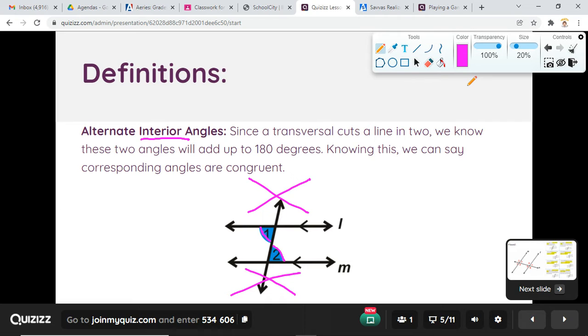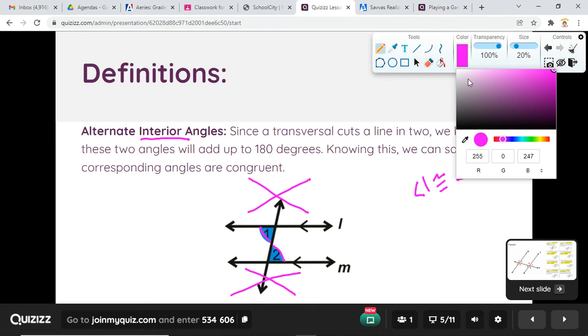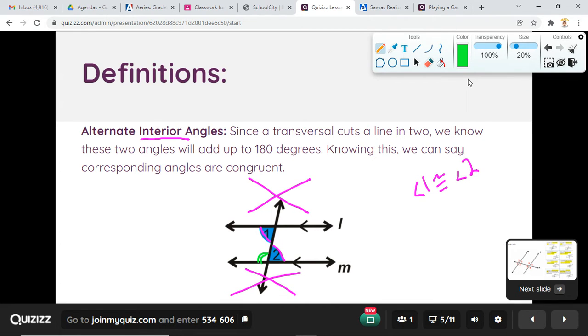So here we see angle 1 and angle 2. Angle 1 is on the left side of the transversal, and angle 2 is on the right side of the transversal. So that means angle 1 is congruent to angle 2. Similarly, we have these other angles here, one on the left side here, we'll call it angle 3, and we'll call this one over here angle 4. Notice how they are both inside our two parallel lines and on alternate sides of the transversal. That means they're alternate interior angles, and angle 3 is congruent to angle 4.